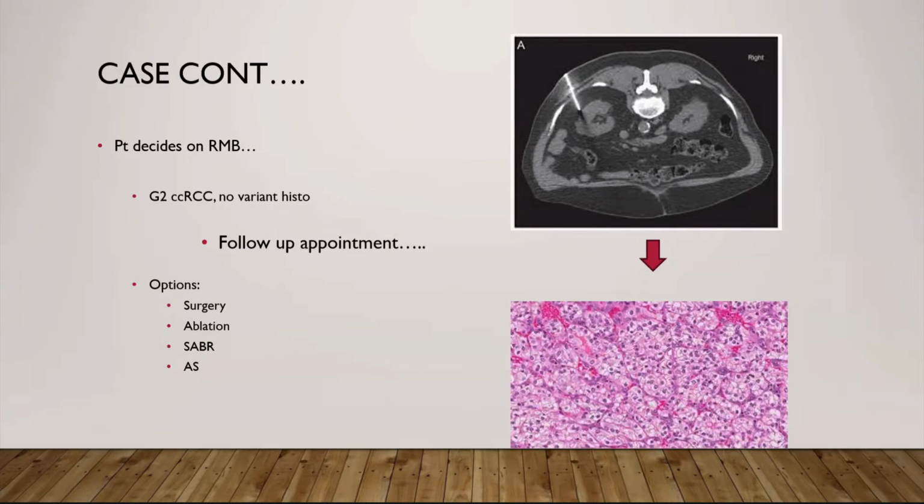So the patient wishes to have a biopsy, they've decided before making any more decisions. So percutaneous biopsy is performed, no complications. Patient has a grade 2 clear cell RCC without any variant histology. So they've scheduled a clinic follow-up appointment to ask us what our opinion on treatment is. So these are the options now: surgery, which we should have already discussed, ablation, SABR, and then active surveillance.